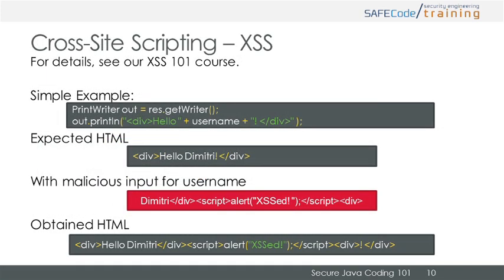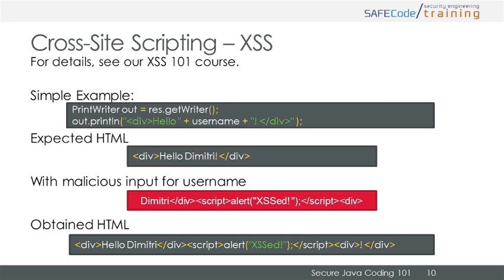Let's now turn to cross-site scripting, also often referred to as XSS. This type of attack is also covered in depth in the XSS 101 course, and if you're not familiar with it, I suggest you take that course before proceeding with this one. The basic kind of XSS, which is also called reflected XSS, occurs when user input is displayed back to the same user, as shown in this simple example here.